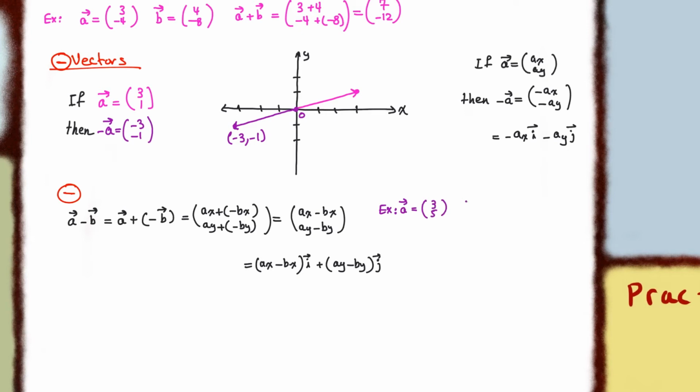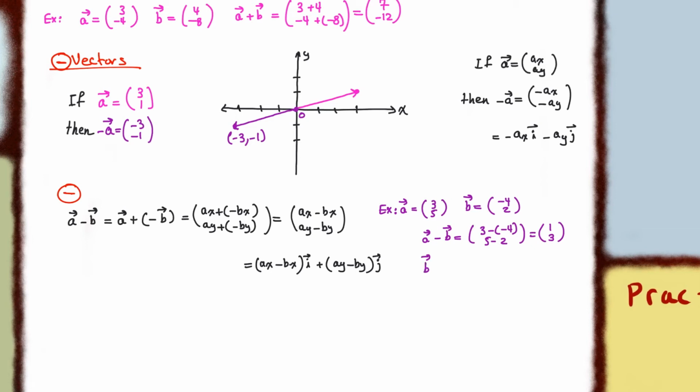Vector A has components 3, 5, and B has components negative 4 and 2. So if we want to do A minus B, then it will become the x component of A, which is 3, minus the x component of B, which is negative 4. So 3 minus negative 4 will give us 7, and we do the same thing to get the y component. So the y component of vector A is 5, and we subtract that by the y component of vector B, which is 2, and 5 minus 2 will give us 3.